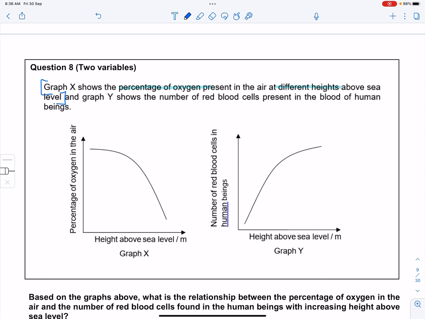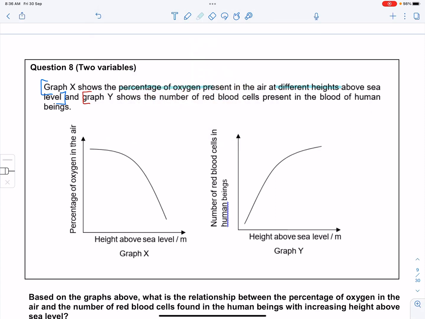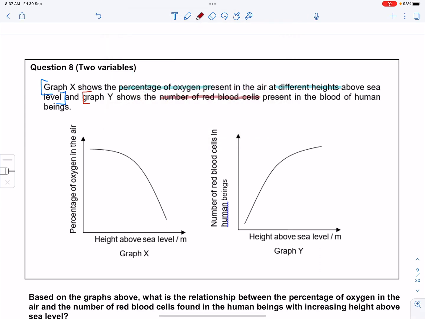Okay, I'm going to use blue to annotate this. And then after that, graph Y shows the number of red blood cells present in the blood of a human being. Okay, so basically, as you can see, what is the change variable? The change variable here is actually the different height. This is something that you're able to change, right? So you get the man to stand at different height.